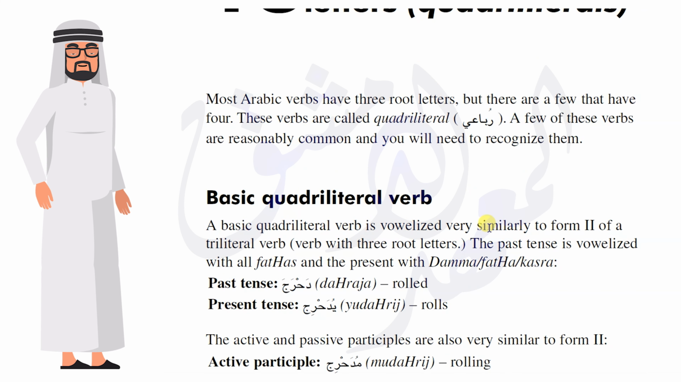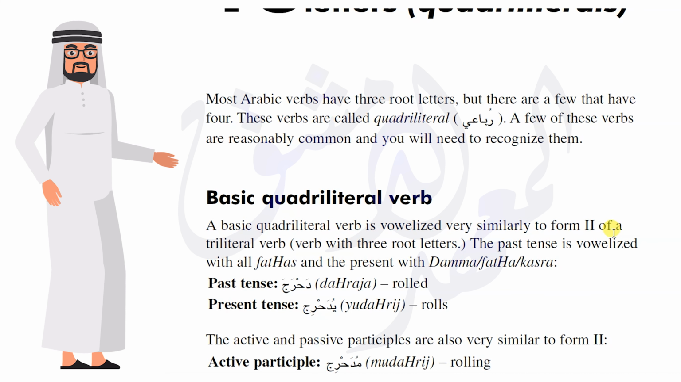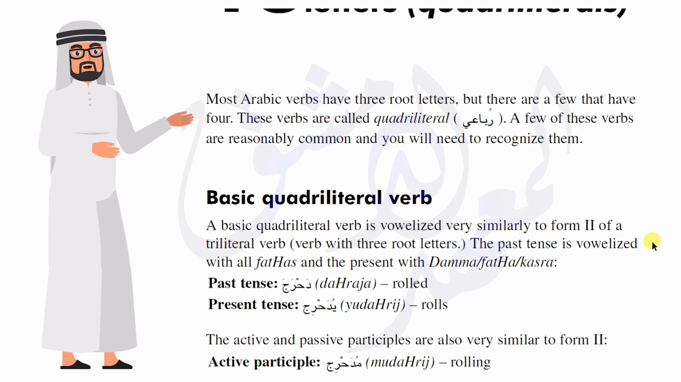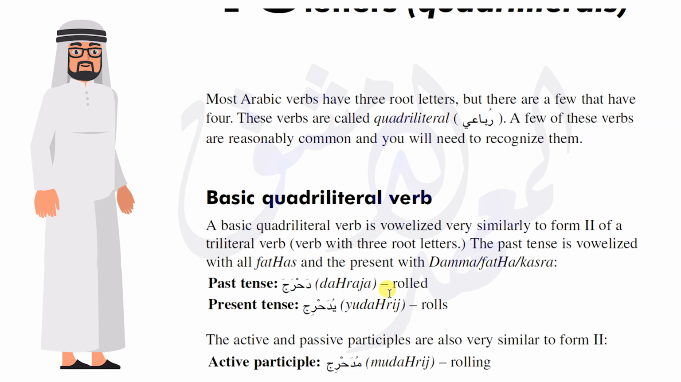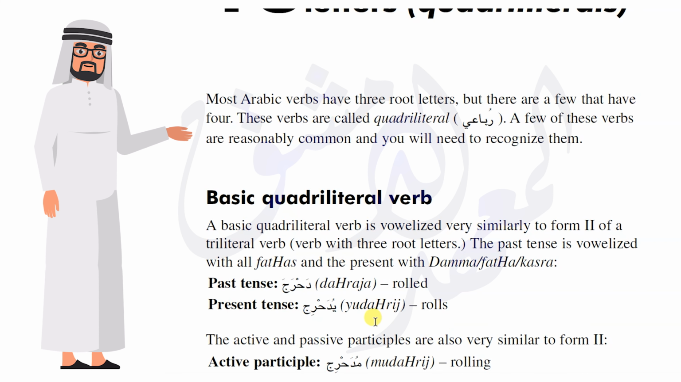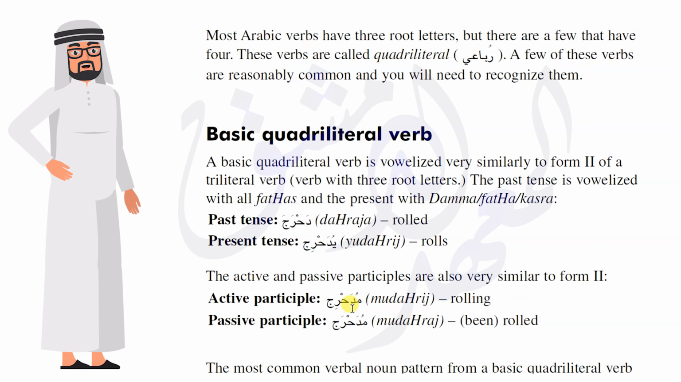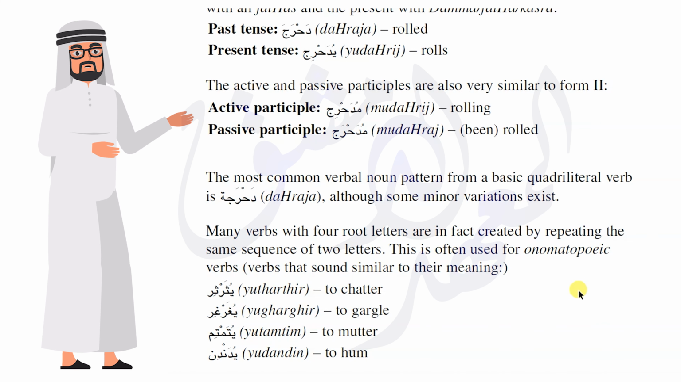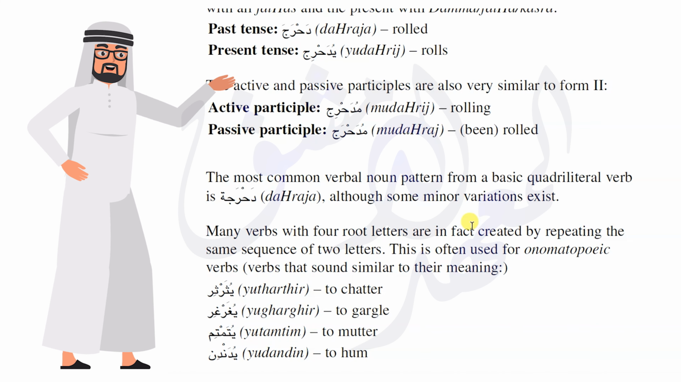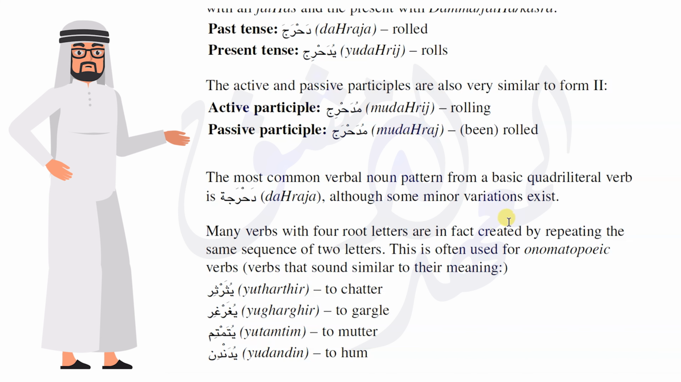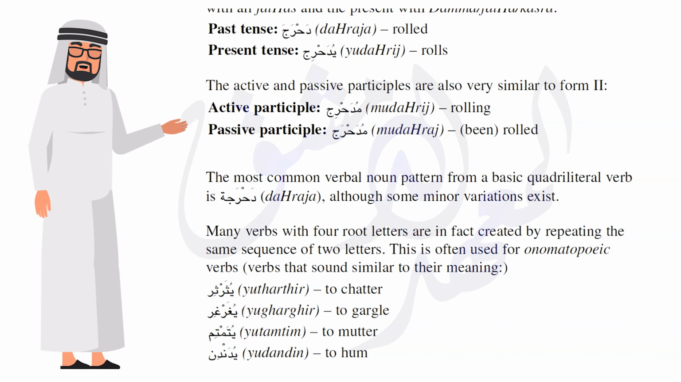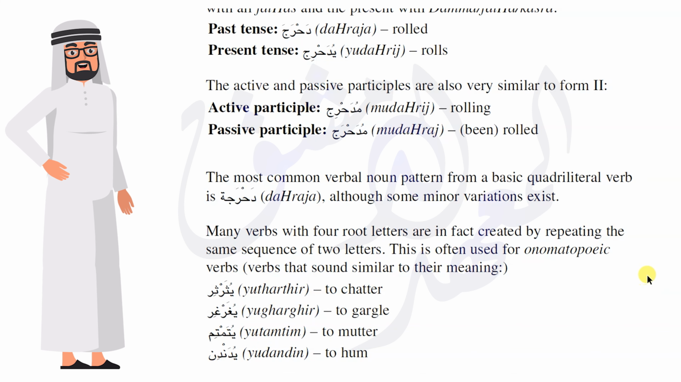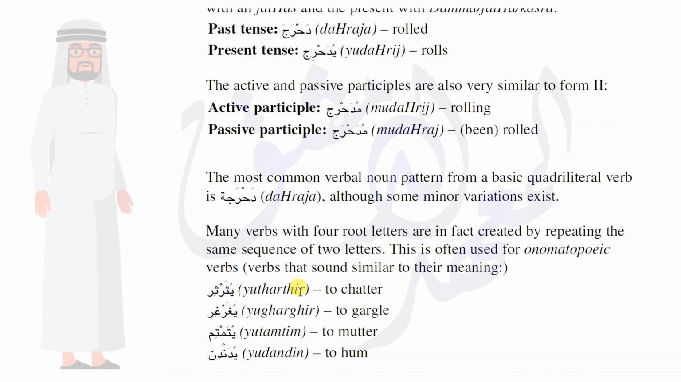So basic quadrilaterals, their vowels are similar to form two of a trilateral verb. Past tense is vowelled with fathas, and the present with fatha and kasra. Dahraja, rolled. Yudahrij, rolls. The active participle mudahrij, rolling. Mudahraj, rolled, has been rolled. The most common verbal noun pattern from a quadrilateral verb is dahraja, although some minor variations exist, with many verbs with these four letters in fact created by repeating the same sequence of two letters, and this is often used as onomatopoeic verbs.